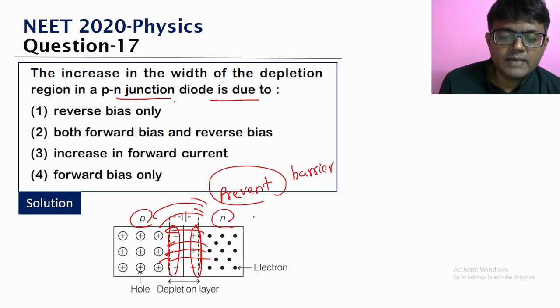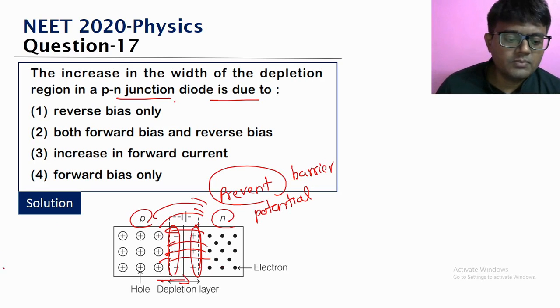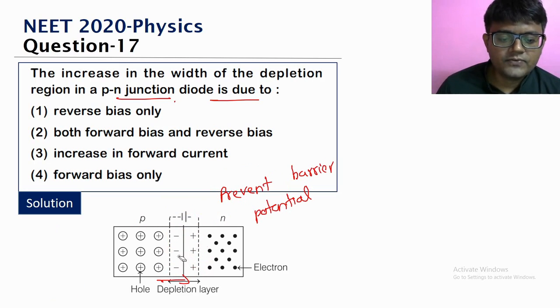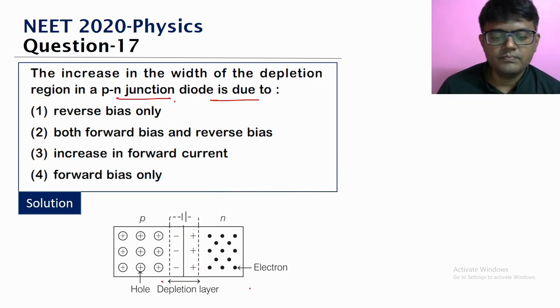So what do you call it? Barrier potential. So what is this barrier potential? Once this potential is formed, you have a negative charge here, and it will prevent further movement of electrons to the P side. Similarly, you have a positive charge here, and it will prevent the further movement of the holes to the N side. So the barrier potential prevents the continuous movement of electrons from the N side to the P side and holes from the P side to the N side. This is the role of the barrier potential.